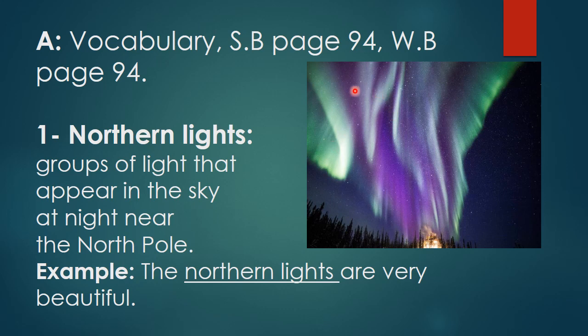Okay, as you see in this picture, groups of light that appear in the sky. So it's usually sighted in the North Pole. Example, let's use it in a sentence. The northern lights are very beautiful. Okay, as you can see, it's actually beautiful.